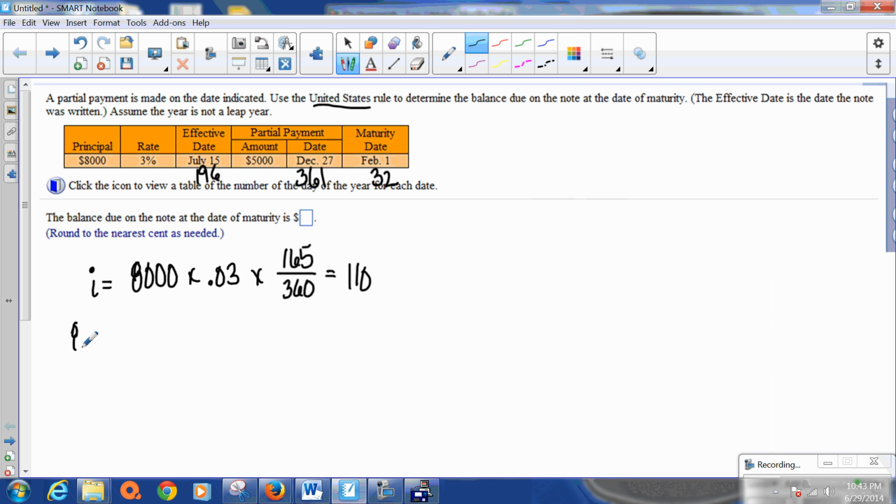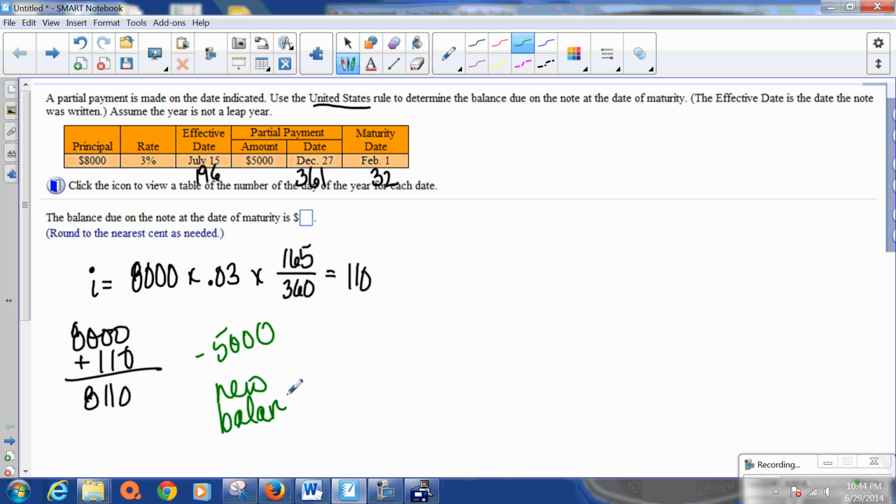So I owe them $8,000 plus $110. Pretty simple. My balance due at this point is $8,110. Now they say, I will gladly take your $5,000 payment. My new balance is now $3,110. That is the balance that, from December 27th to maturity, according to the United States rule, is going to earn interest. They can no longer charge it on the full $8,000 because I don't owe them that $5,000 anymore.